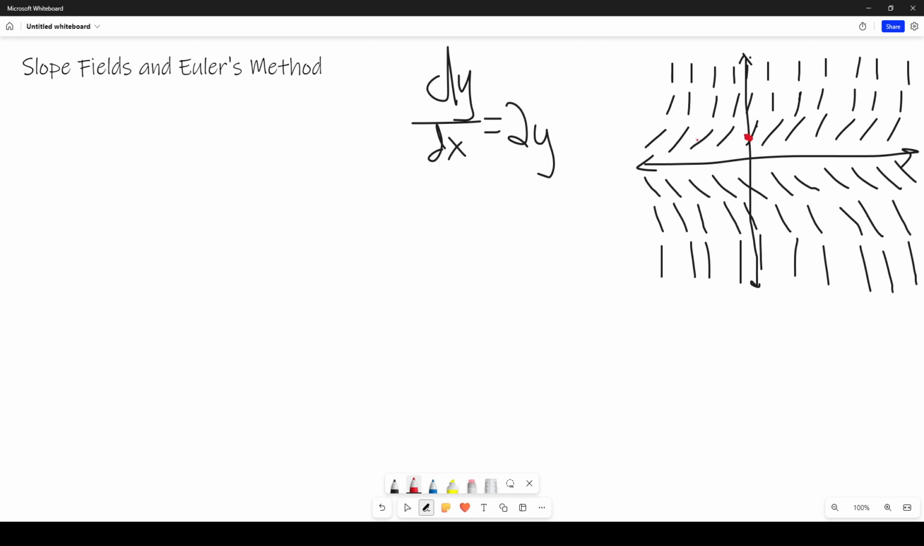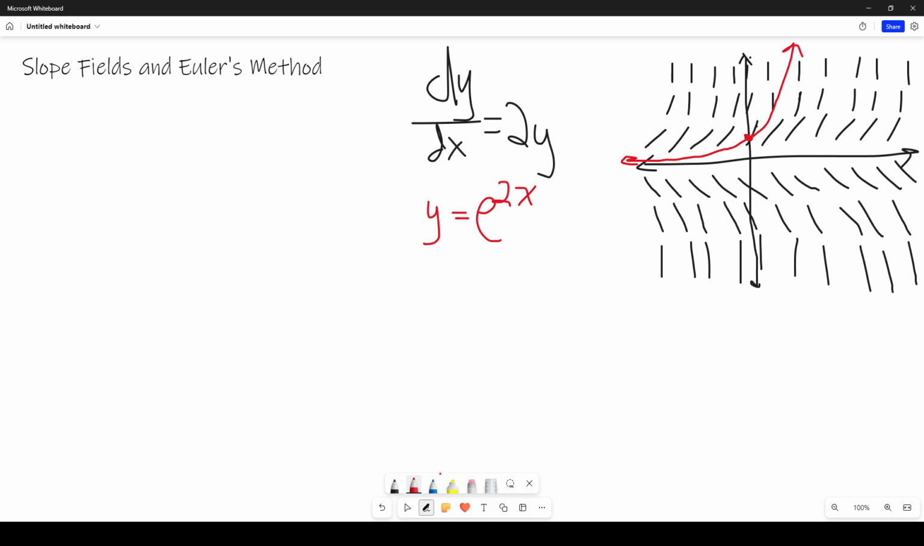Then a potential solution curve just by eyeballing it would look something like this and like that. Boom. And hopefully you do know that the solution to this equation, given that we have the initial value of (0, 1), is going to be e to the 2x. But let's just assume we don't know that for now. In fact, it'll be even helpful even if we do know it.